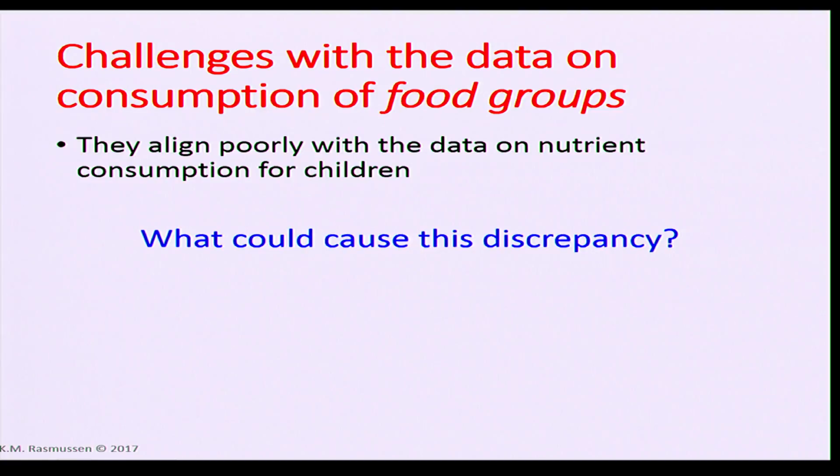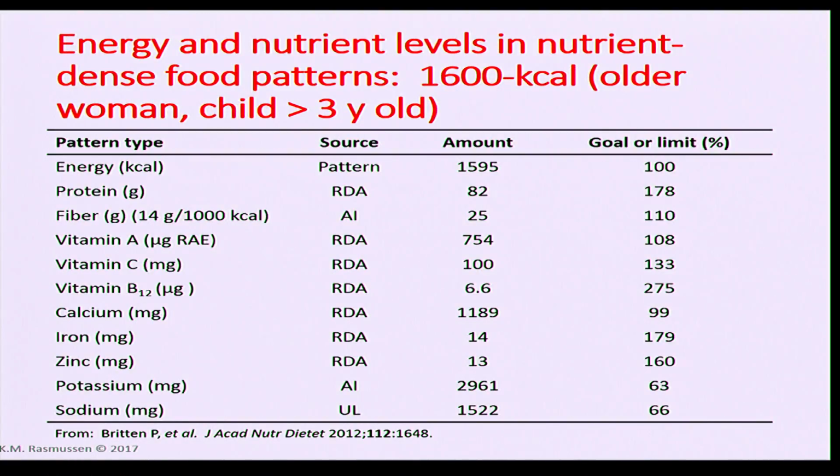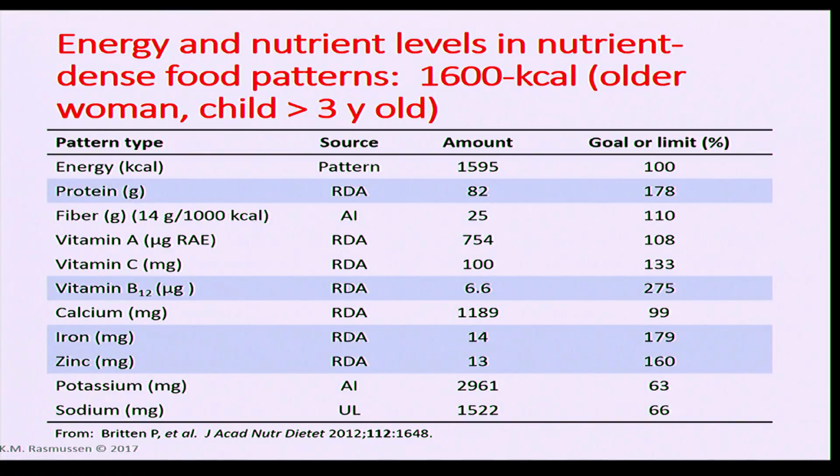So what could cause this discrepancy? Well, here now we have to look at the food patterns. And this is a list from a paper referred to from the Academy of Nutrition and Dietetics in 2012. This is the 1,600 calorie food pattern, and it's for women my age and children from 3 to 8. So that's the 3 to 5-year-olds in WIC, if you will. So I want to focus your attention on these groups in blue.